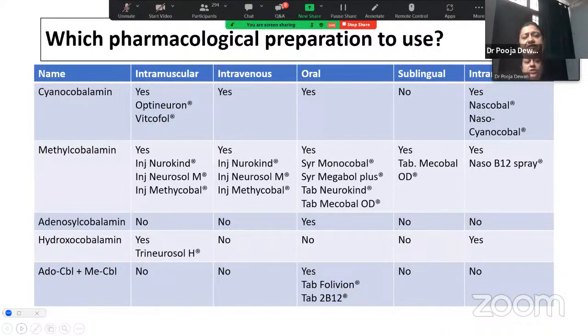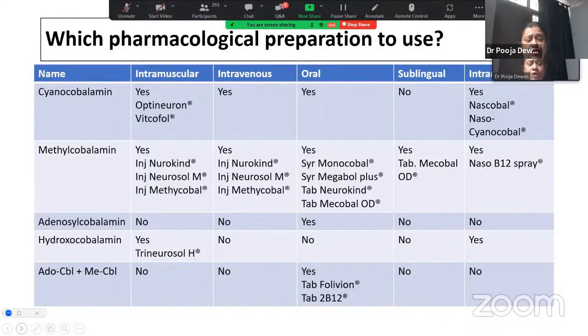So these are the various pharmacological preparations available in market. Cyanocobalamin is the one which is cheapest. Then methylcobalamin is also a cheap and very, very commonly available preparation. Adenosylcobalamin, which is your activated form, is not easily available. Hydroxocobalamin, compared to the other preparations, has a much higher circulating life.